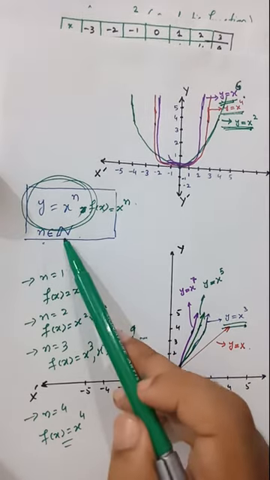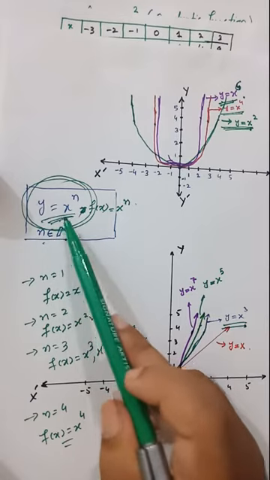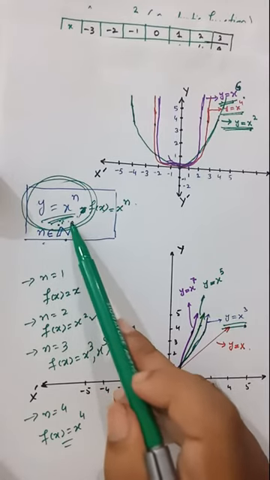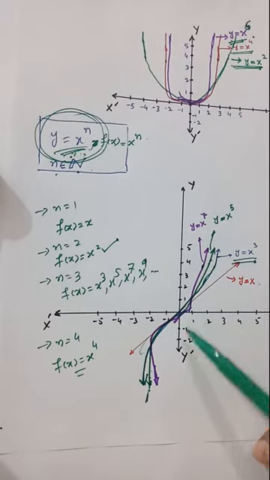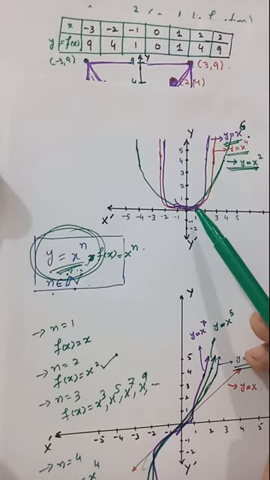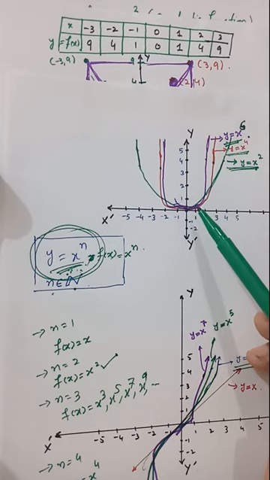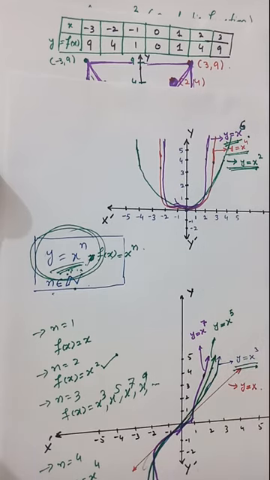So when n belongs to natural numbers, we discuss the graph of y = x^n. This is a family of functions. And remember that y = x^3, x^5, x^7, x^9 and so on are symmetric about the origin, and the graphs of y = x^2, y = x^4, y = x^6 and so on are symmetric about the y-axis. So these are the graphs of nonlinear functions.